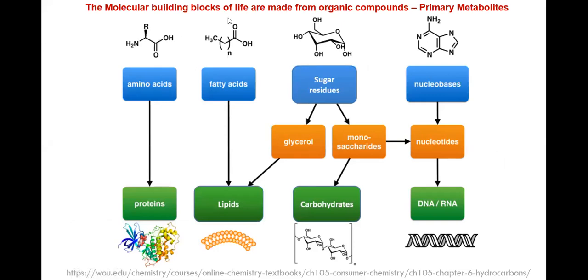Again, going back to primary metabolites, you're talking about the fundamental units here: amino acids, fatty acids, sugars, and nucleobases. At the end, they give rise to the important building blocks of the body: proteins, lipids, carbohydrates, and nucleic acids. Intermediate structures will form.